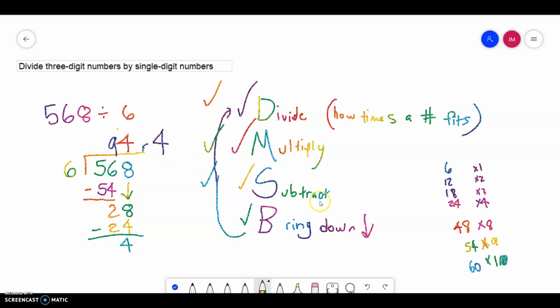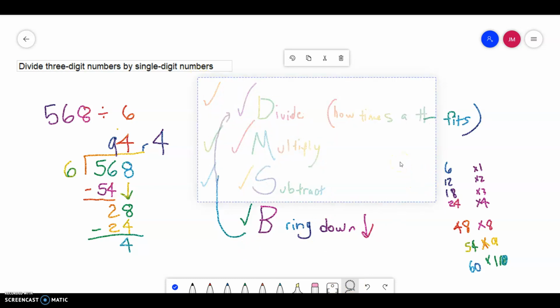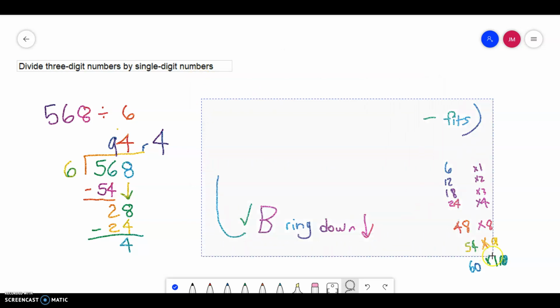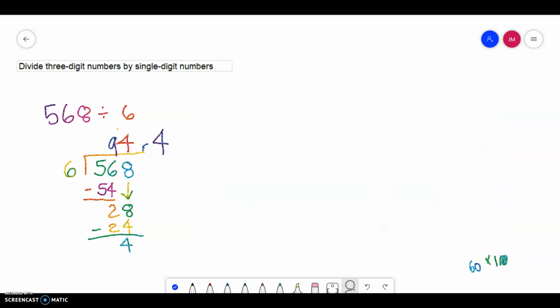How can we check our work? That is very important. We need to multiply. We need to delete all of this first. And then we need to multiply our answer times the divisor, which is 6. So we have 94 times 6 equals what? 6 times 4 is 24. 6 times 9 equals 54.